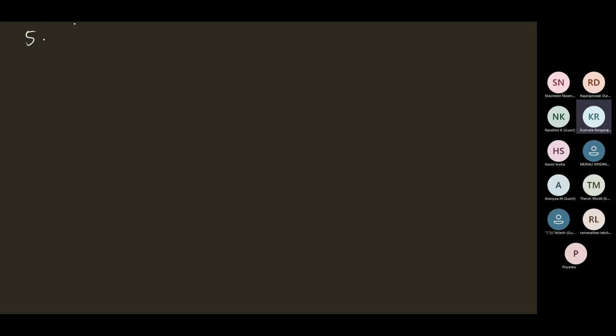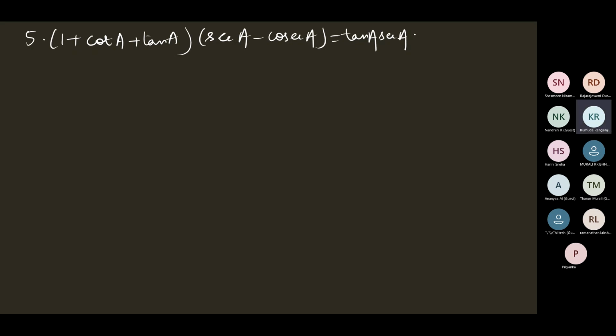Next one, similar to this one. Prove that (1 + cot A + tan A)(sec A - cosec A) = tan A sec A - cot A cosec A. Yeah, good. So let's take up the LHS.